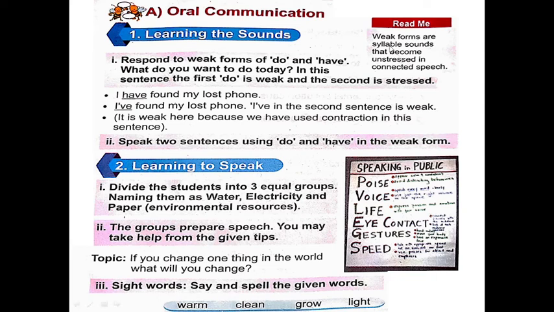Weak forms are syllable sounds that become unstressed in connected speech. Respond to weak forms of do and have. What do you want to do today? In this sentence, the first do is weak and the second is stressed.